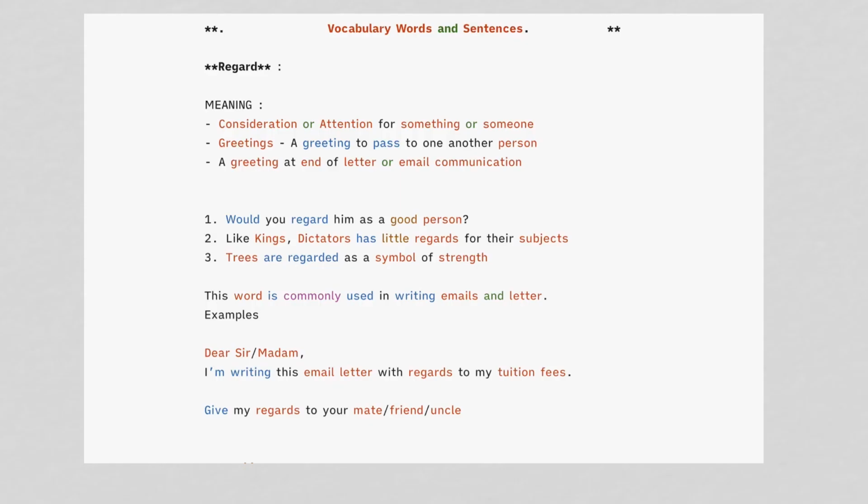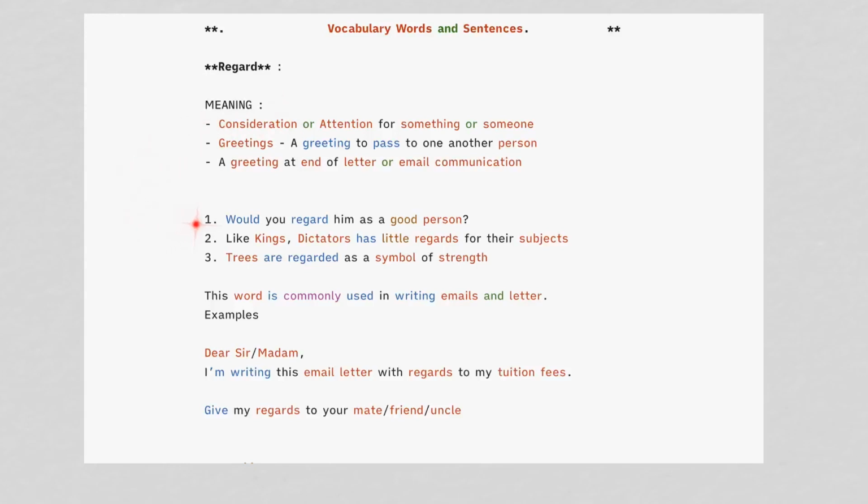Okay, now we are in our last section, vocabulary words and sentences section, please. In this one, I'll tell you a word. We will choose 5 words. The first word is regard. The meaning of regard is consideration or attention for something or someone. Like when the meaning is in terms of consideration, or when you consider it.